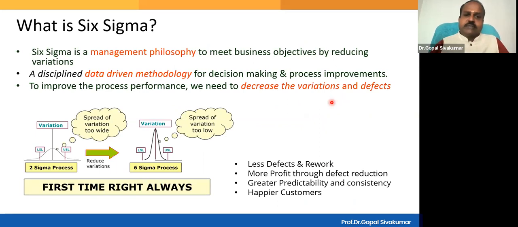So what is Six Sigma? Six Sigma is a management philosophy by which you can meet the business objectives by reducing the defects, by reducing variation. Because a defect is a result of variation. I do not know how many of you are able to digest my statement. Defects are the result of the variation in your process, right? So through variation, you can easily understand whether your process is effective or not.